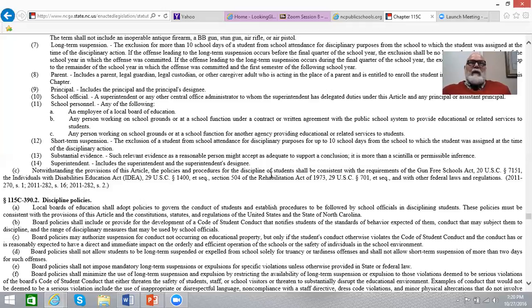Now, if you determine that a child can be disciplined the same way as any other child, they can go through a DTM, a discipline team meeting. They can go through a due process hearing. They can be put into an alternative placement.